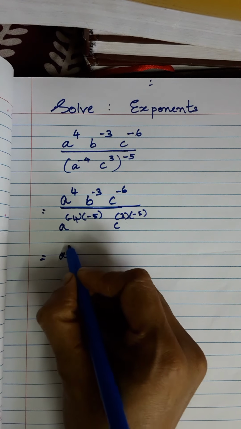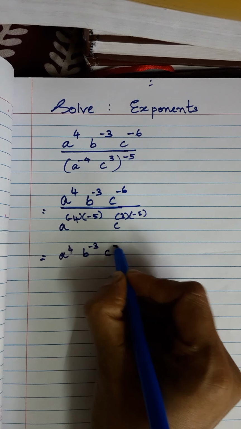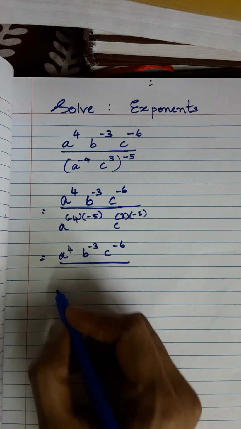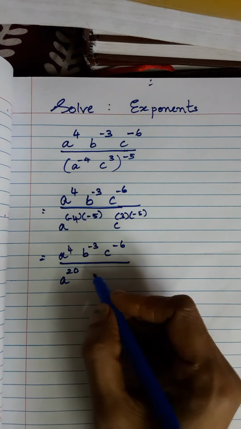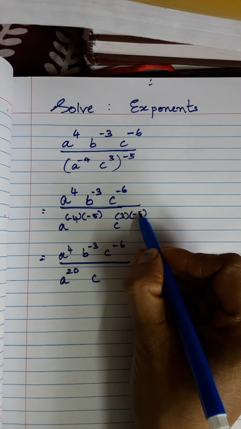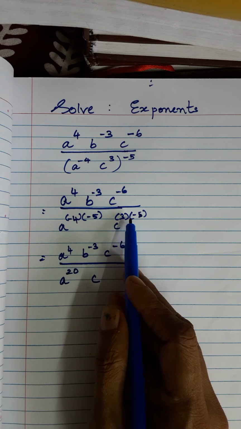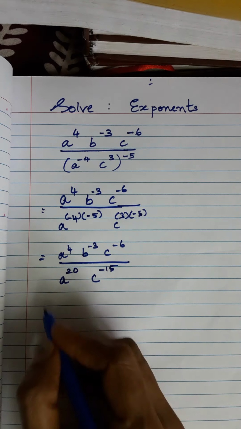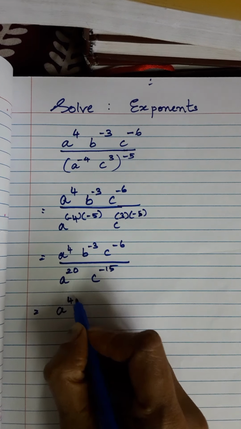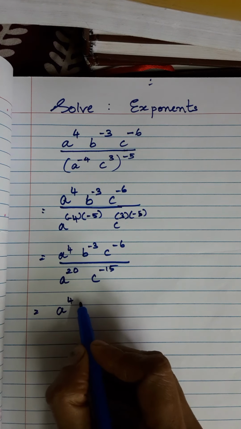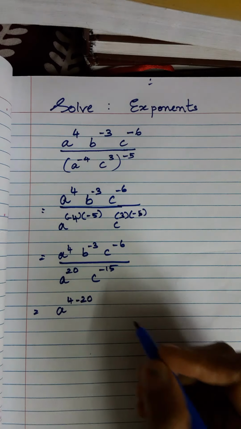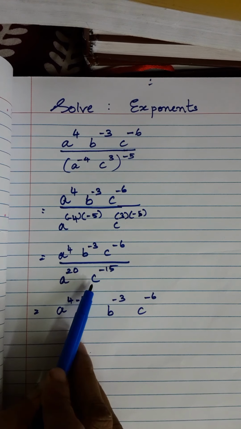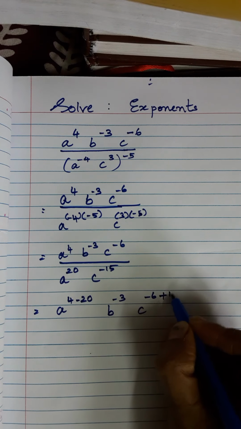So it will be a to the power 4, b to the power minus 3, c to the power minus 6 divided by a to the power minus 4 into minus 5 will be plus 20, and c to the power 3 multiplied by minus 5 will be minus 15. Alright, now I'm going to solve. A to the power 4, I'm going to take this a to the power 20 up, so minus a20, b minus 3, c minus 6, I'm going to take c to the power minus 15 up, so it will become plus 15.